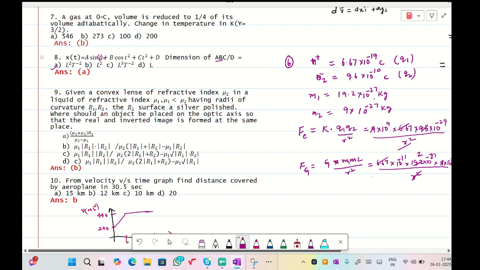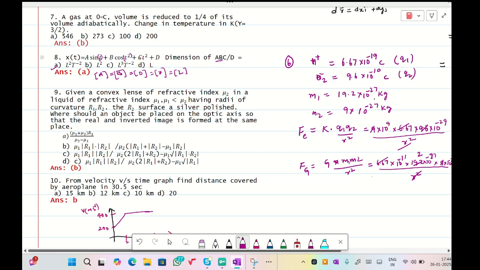See, easy only. Sin t, cos t or cos t square have no dimensions. Therefore the dimension of A is equal to the dimension of X, and the dimension of B also. Directly I am writing: dimension of B is equal to dimension of D is equal to dimension of X, that equals L, that is the dimension of L.